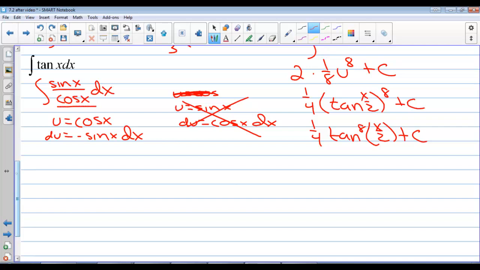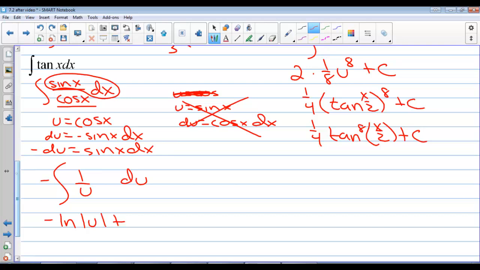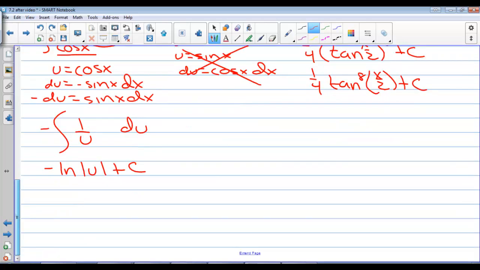Because then we can say, well, negative du equals sine of x dx, integral of negative du is the sine of x over dx. And we have 1 over u now. You can't do it the other way because you don't have a cosine. You kind of do, but it's really, like I said, it's 1 over cosine. So we have negative natural log of the absolute value of u plus c as the integral. And so negative natural log absolute value of u is cosine plus c.